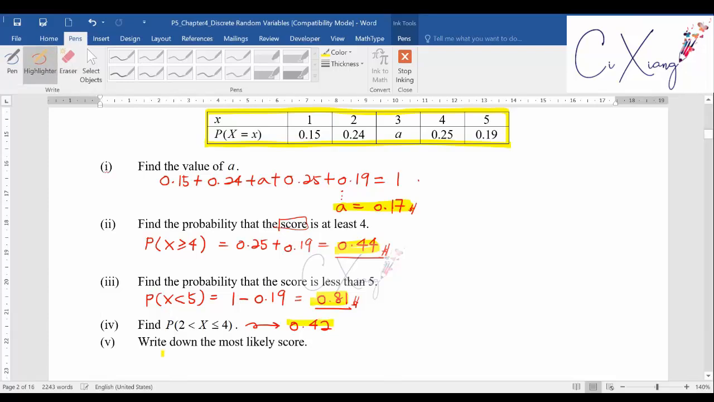Then the last one, part number 5: write down the most likely score. The most likely score is the score that has the higher chance to appear, so you're looking for the highest probability. The highest probability is 0.25 here, and they're looking for the score. The score for 0.25 is 4, so you can just write x equals 4. It's the most likely score.